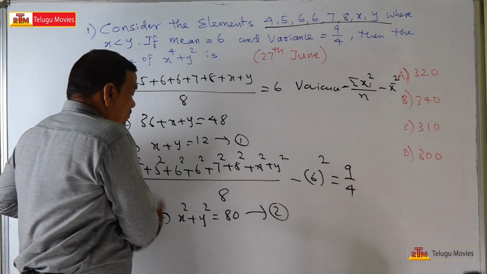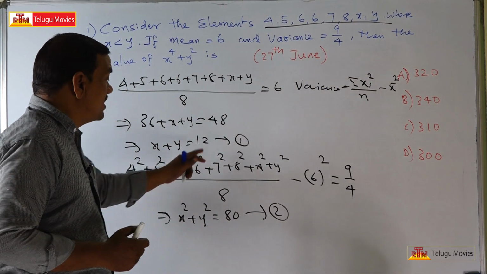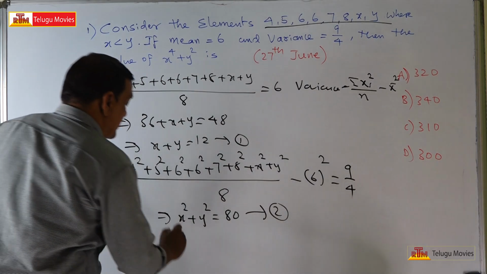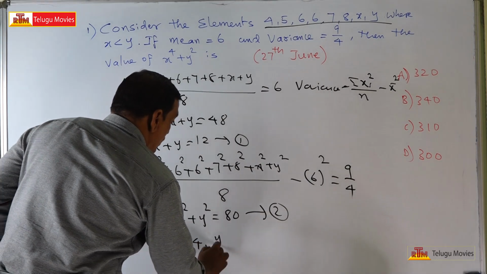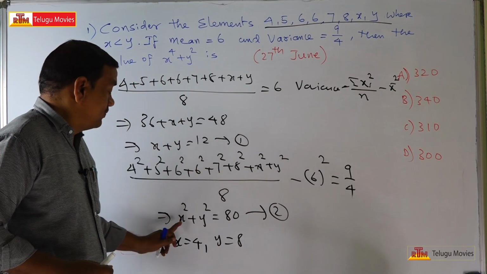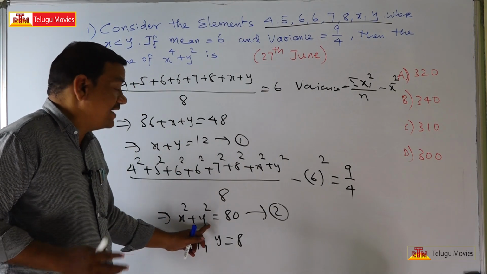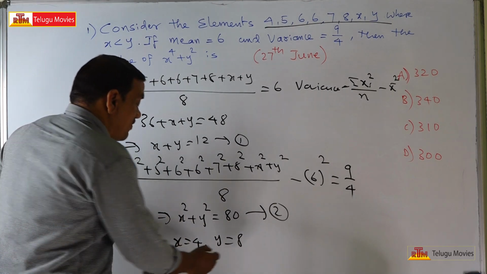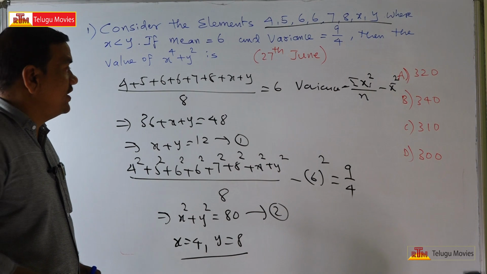Upon solving 1 and 2, since these are integers, we can easily guess the values as x is equal to 4 and y is equal to 8. Check it: 4 plus 8 is 12. 4 square is 16, 8 square is 64. 16 plus 64 is 80. So we got the values, x is equal to 4, y is equal to 8.